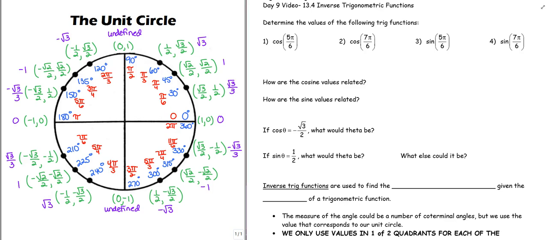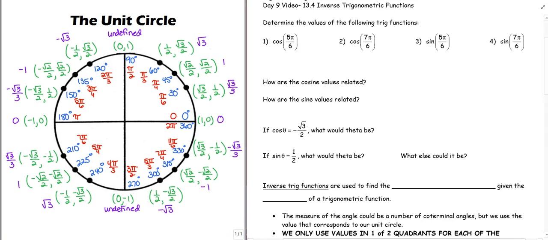Hi, today's video we are looking at 13.4 inverse trig functions, and we're going to start by looking back at what we've done previously with the unit circle. You see that I have the unit circle out here, so if you don't have your unit circle out, go ahead and pause and get it out.